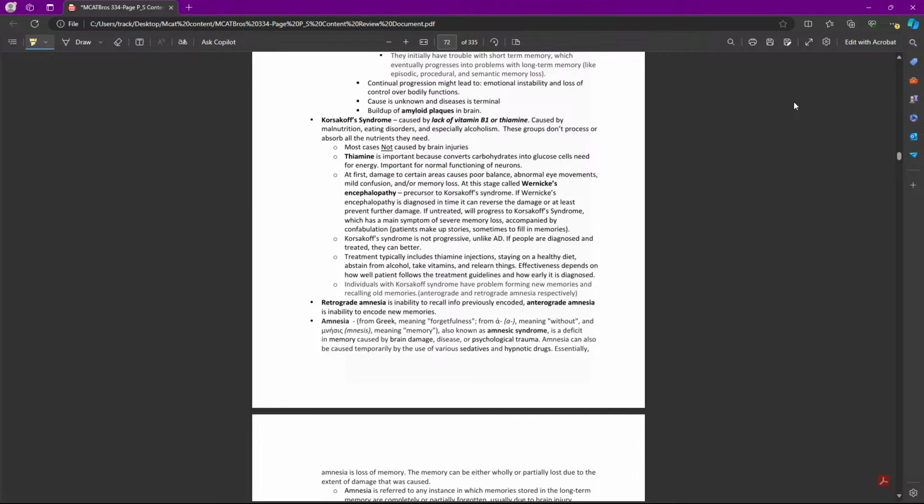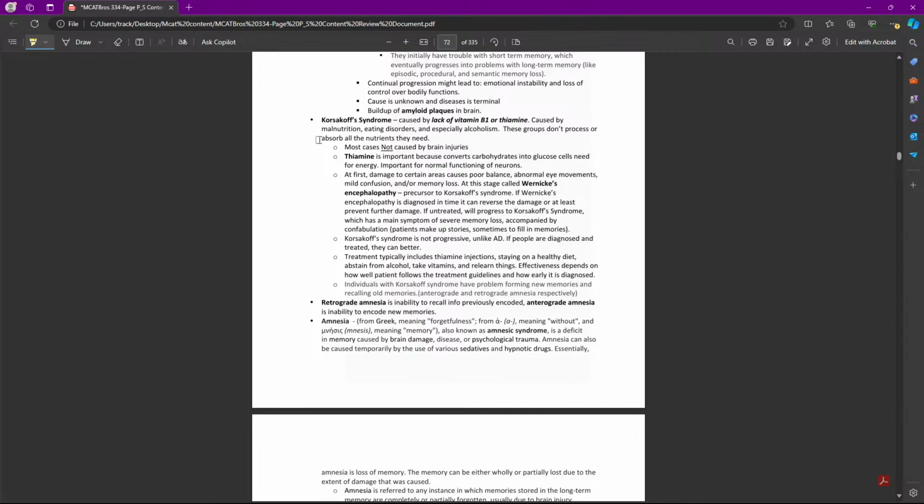Korsakoff syndrome is caused by a lack of vitamin B1, or thiamine, caused by malnutrition, eating disorders, and especially alcoholism. These groups don't process or absorb all the nutrients they need. Most cases are not caused by brain injuries. Thiamine is important because it converts carbohydrates into glucose, needed by cells for energy, important for normal functioning of neurons.